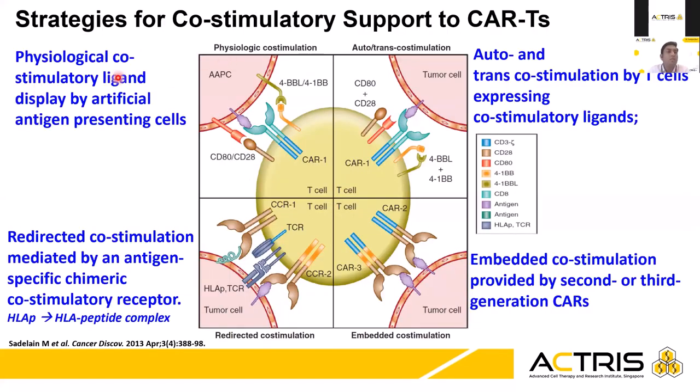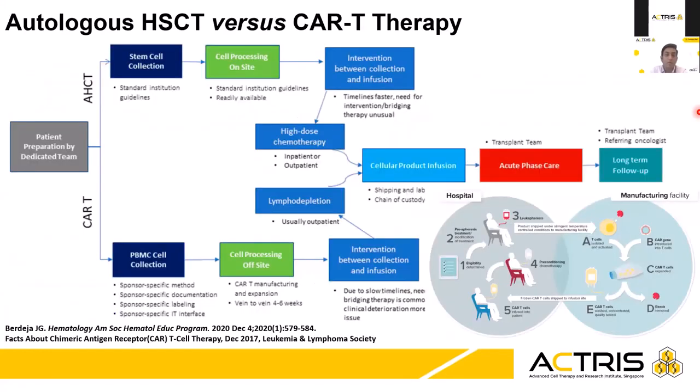Physiological co-stimulation, where ligand display by artificial antigen presenting cells is done. Then you have auto-trans co-stimulation by T cells expressing co-stimulatory ligands, as you have seen in the last slide. Then you have a redirected co-stimulation mediated by an antigen-specific chimeric co-stimulatory receptor, as shown here. And then, of course, the last kind that is being developed for the next generation CAR T cells is embedded co-stimulation provided by second or third generation CARs. And in fact, there are fourth generation CARs that are coming in place that give you better control on how the cells behave inside the patient's body, giving greater safety and efficacious outcomes.